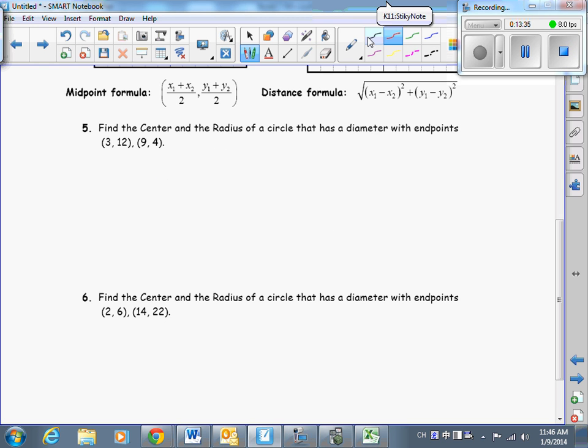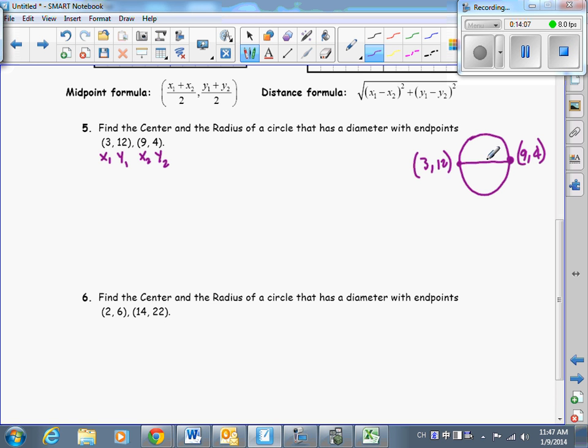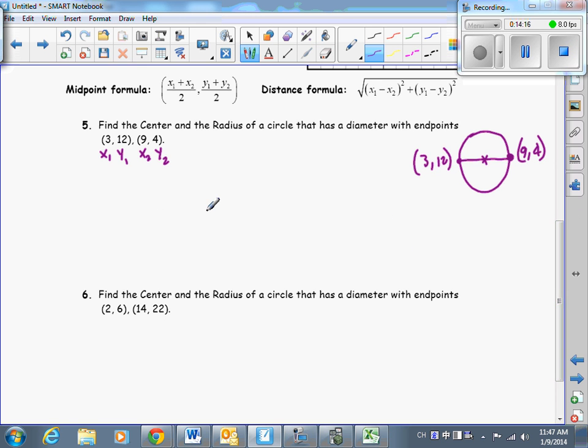Here we have 2 points. The first thing I would like to do is call this one x1, y1 and x2, y2. The reason I'll give them names is because I want to make it simple for me. Now they say find the center and the radius of the circle that has a diameter. In other words, if this is the circle and we have a diameter here, the coordinate of this point may be 9, 4. And for this point, it might be 3, 12. And we want to first know the center. And after we find the center, we can write the equation. All right. Let's go ahead and find the center.